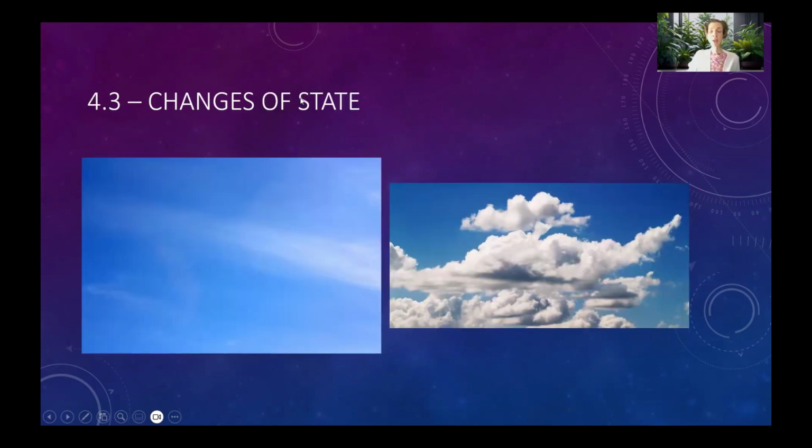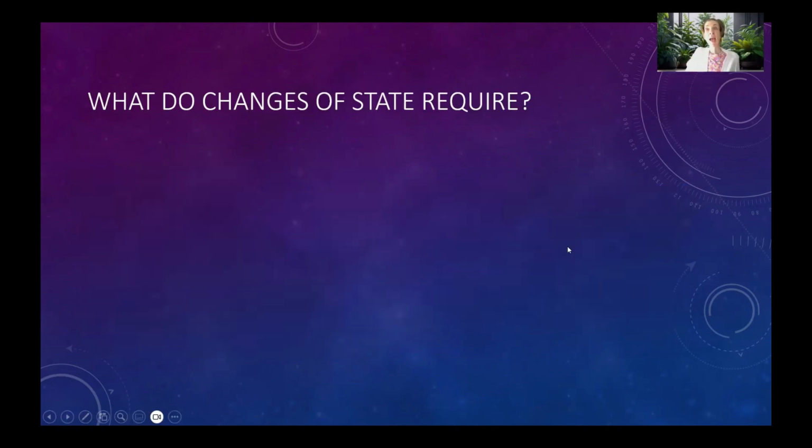If we look at these pictures, let's assume these two pictures are of the same sky, just a few hours apart from each other. Where do the clouds come from? Well, the clouds consist of tiny droplets of liquid water. So where did the water come from? It was there all along, right? In the form of invisible water vapor, which then condensed into clouds. Condensation is one of our types of changes of state.